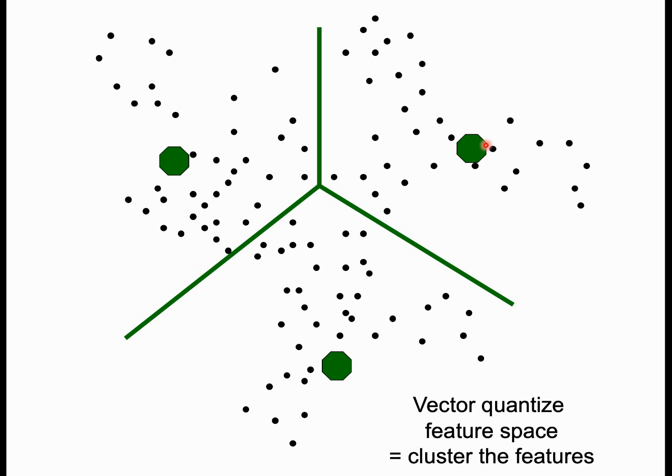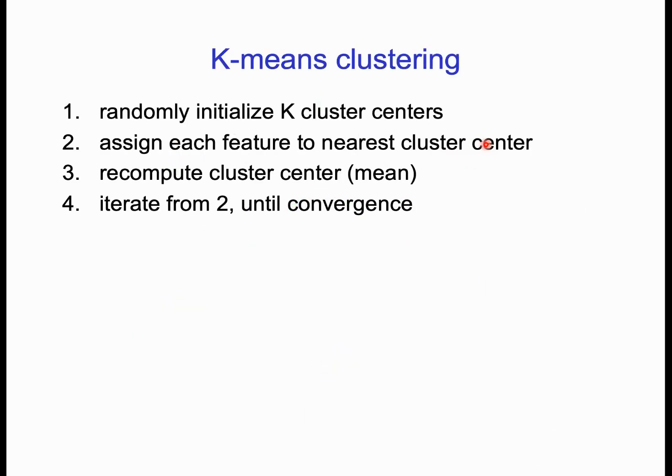The easiest way is to use k-means clustering. We basically randomly initialize k cluster centers chosen from the samples that we have, chosen from the points, assign each feature to the nearest cluster center. We will recompute the cluster center mean and iterate from step 2 until convergence. This will provably create a good clustering and will give us k cluster centers.